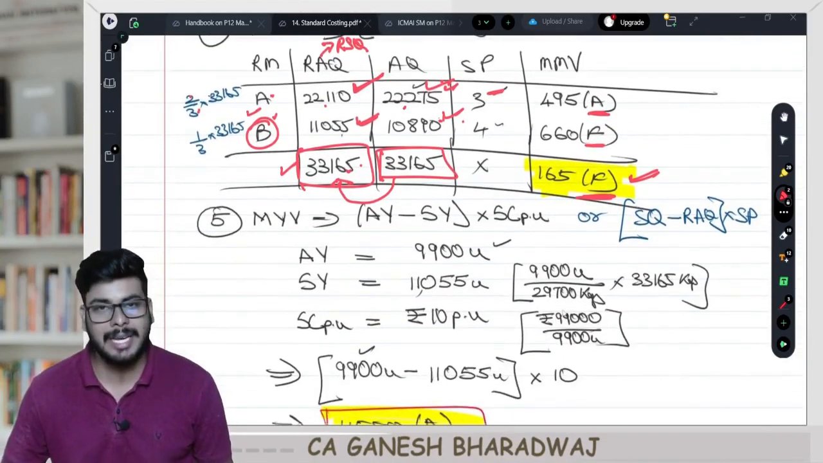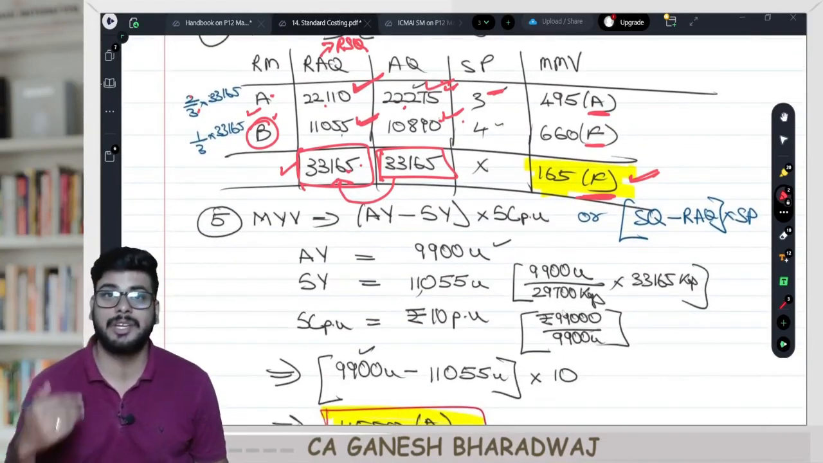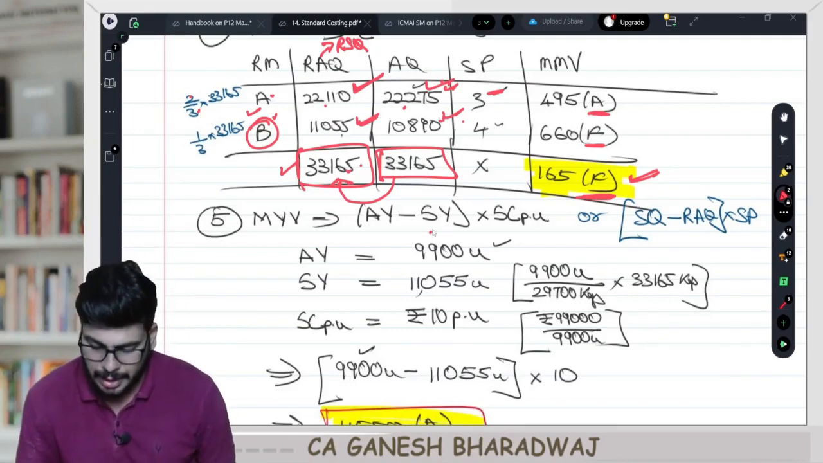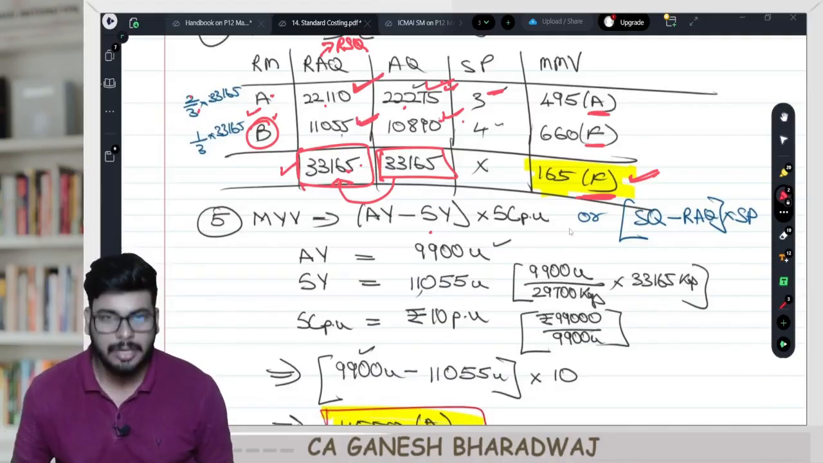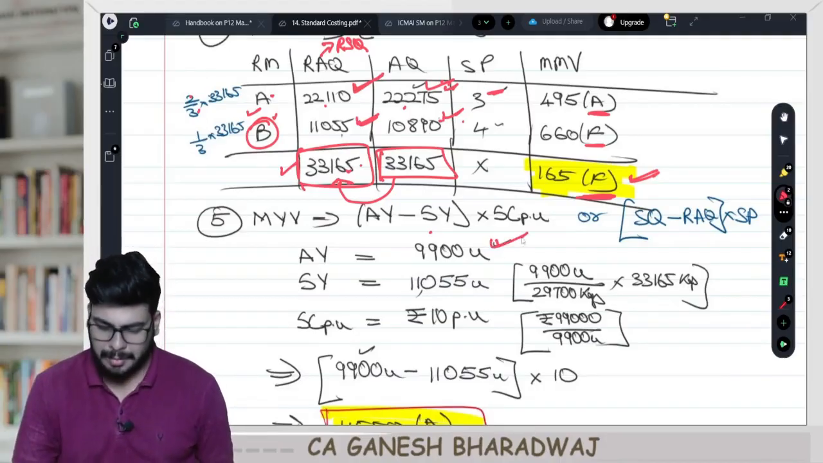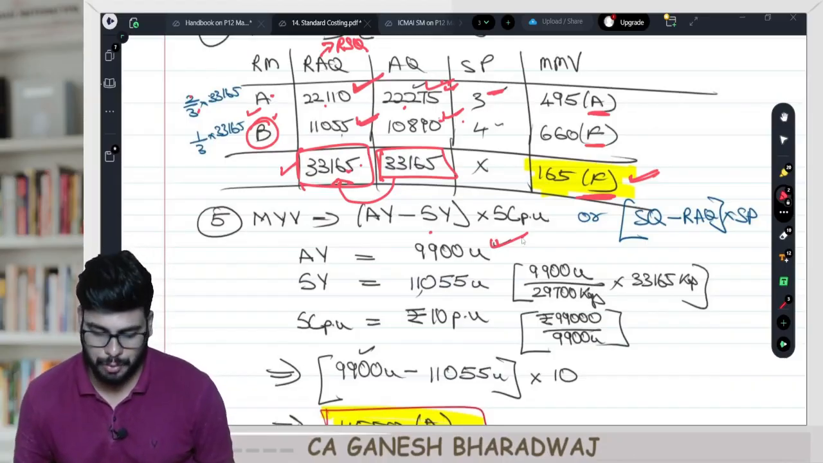Next, material yield variance. You can do it as a balancing figure, or I told you one of the formulas is what? Actual yield minus standard yield into standard cost per unit. Now guys, what is the actual yield? Yield is basically output. Actually, using my material cost, 9,900 units has been produced, right?